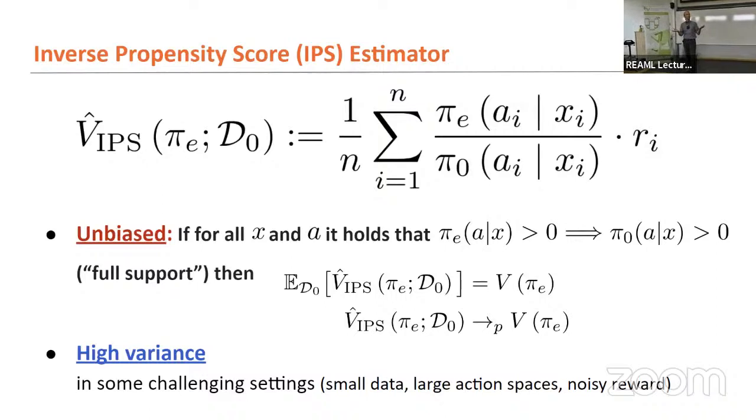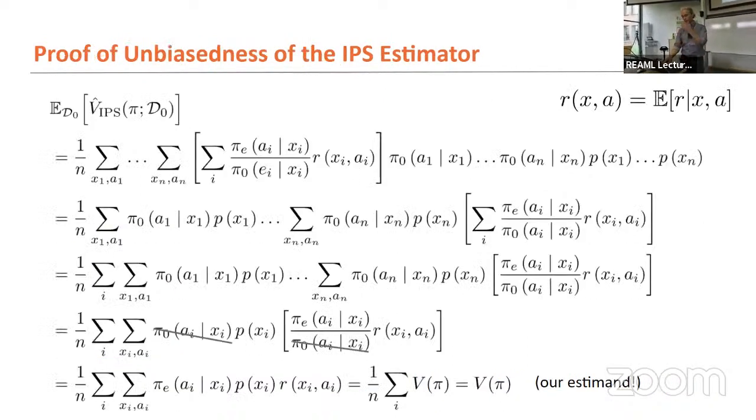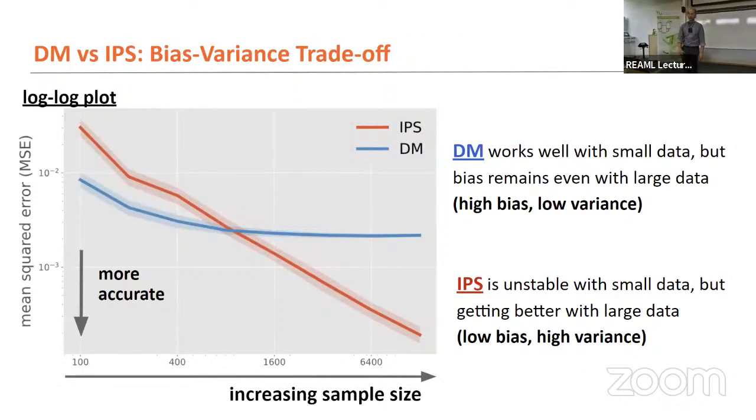Problem is we often have high variance. So we're correct in expectation, but the variance can be large because these weights can also be large, right? If the probabilities are far apart, there could be a large weight that we're attaching. If you're curious, this is the proof that it's unbiased. So how do these two estimators now perform?